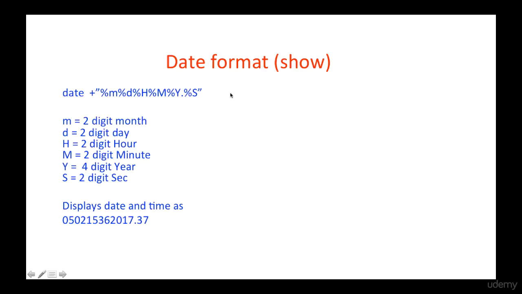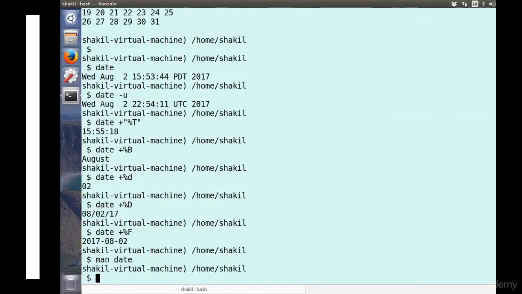Now if I run this command, the output would be like this, which is 05, which is 2 digit for month, and then 2 digit for day, and then 2 digit for hour, 2 digit for minute, and then 4 digit for year followed by second. So let's quickly run this command, and why I want to run this command I will get back to you very soon.